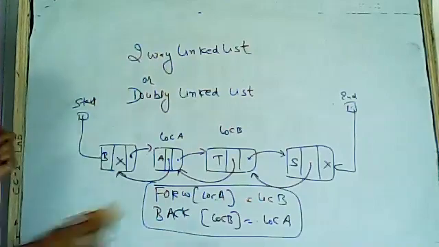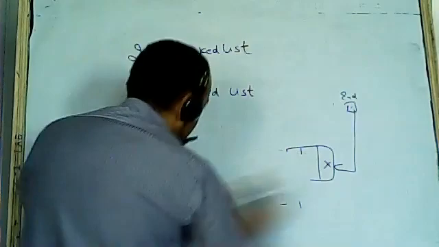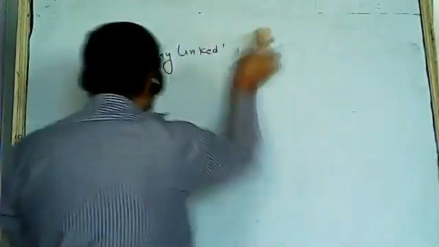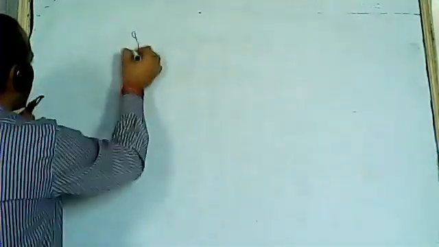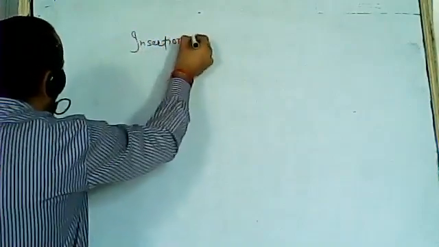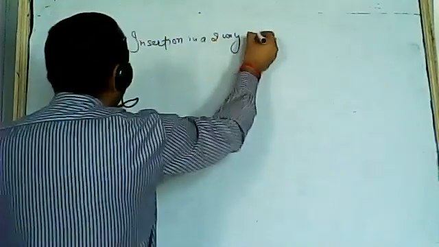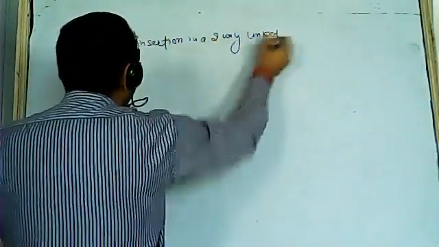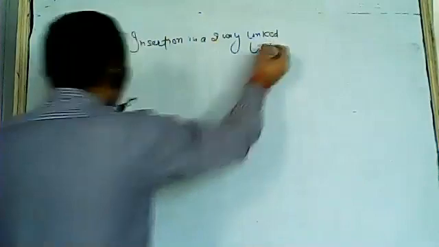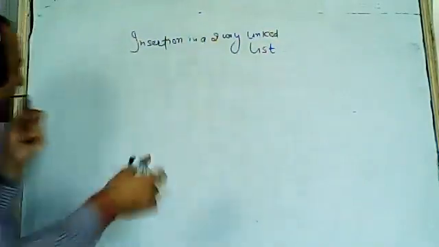Okay. Now let us see insertion and deletion in a two-way linked list. So let us go for insertion into a two-way linked list first. Insertion in a two-way linked list. So we will do it again with the help of one example. If the example is clear, you can write the algo.